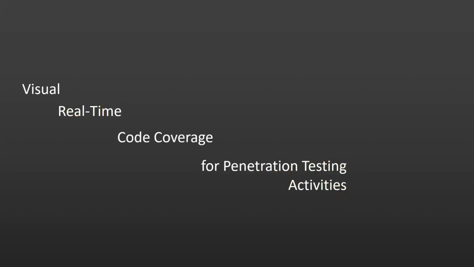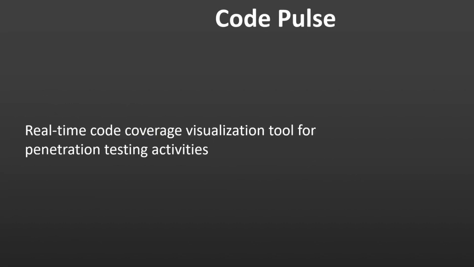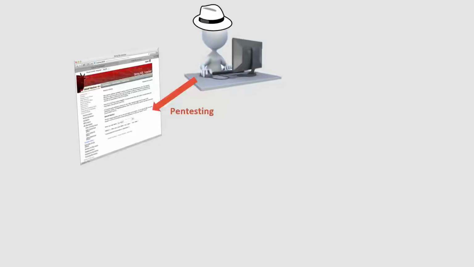So Code Pulse is primarily a code coverage tool. Now there are other solutions out there that can check code coverage, but this was really developed specifically for penetration testing activities. The other tools are primarily static, where you do all your testing and then you come back and look at a flat list of what was covered. But Code Pulse is a real-time and very visual presentation of the application under testing. And the old adage that a picture's worth 1,000 words is true for what we're doing with Code Pulse. It allows you to really see the whole application in a single view. So in a nutshell, Code Pulse is a real-time code coverage visualization tool for penetration testing activities.